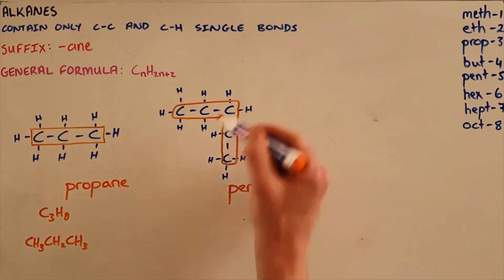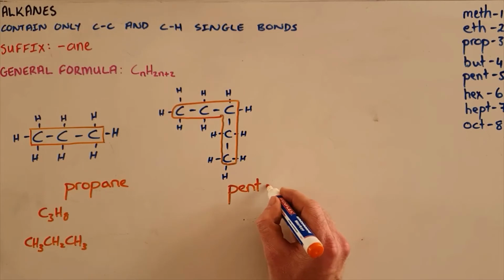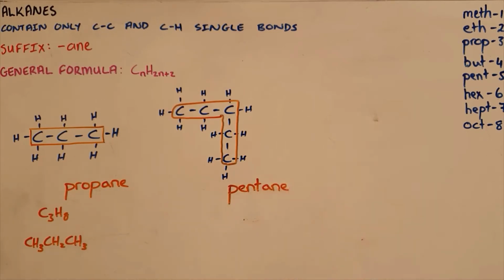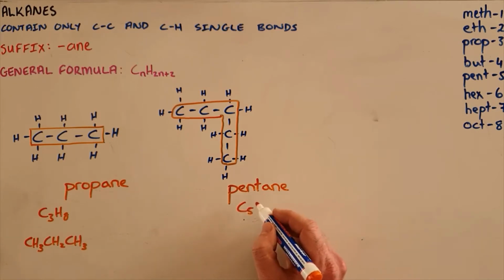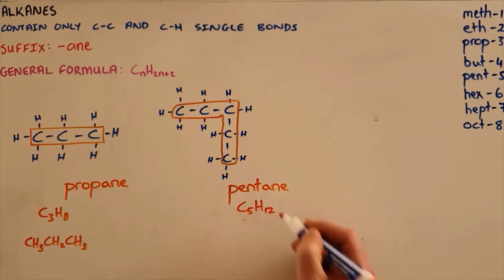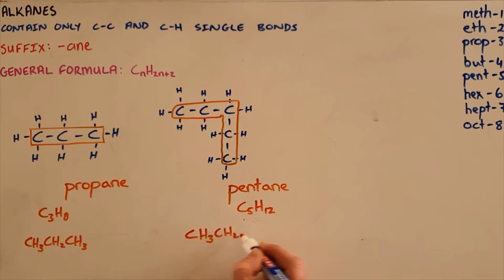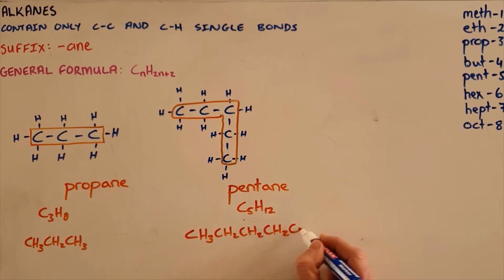We can then see, since there are only carbon-carbon single bonds and carbon-hydrogen bonds, it is an alkane, therefore gets the suffix ane. And we can see that this is made up of 5 carbons and 12 hydrogens, and the condensed structural formula for this would be CH3CH2CH2CH2CH3.